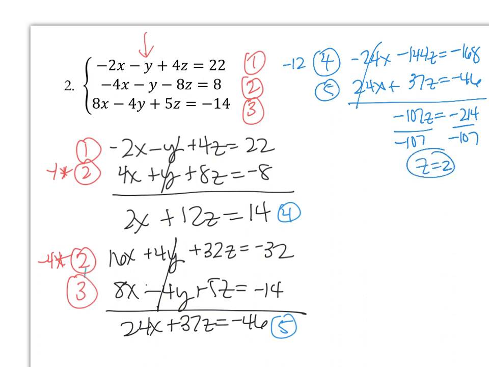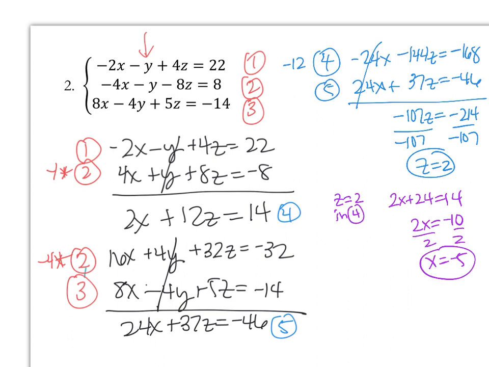And then remember, once we get that answer, we've just got to plug it in to get the remaining answers. We'll put z equals 2. I'm going to put it in number 4 because they're smaller numbers. It's easier for me to plug it in there. So that's 2x plus 24 equals 14. 2x equals -10. Divided by 2, x is going to equal -5.